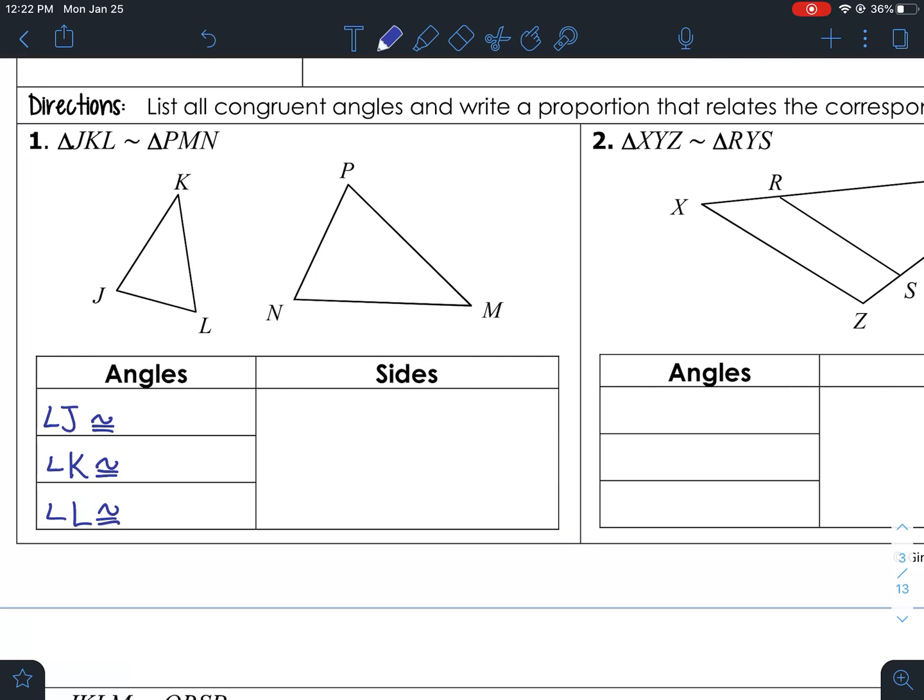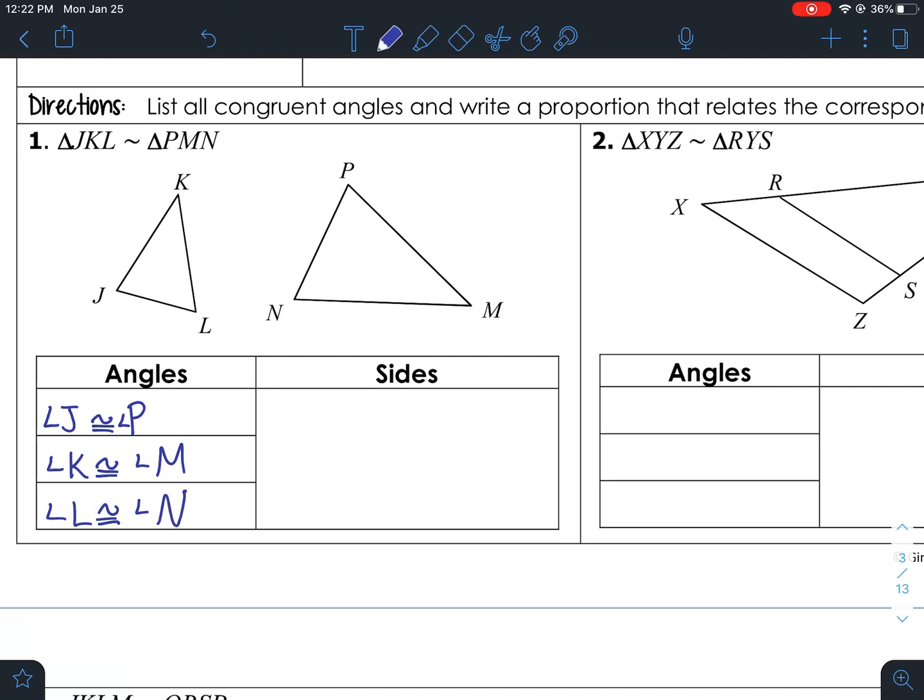Okay, so remember, angles are going to be equal. J is the first letter, P is also the first letter, so angle J is going to be equal to angle P. K is the middle one, so K is going to be equal to angle M. L is the last one, so that's going to be equal to N.